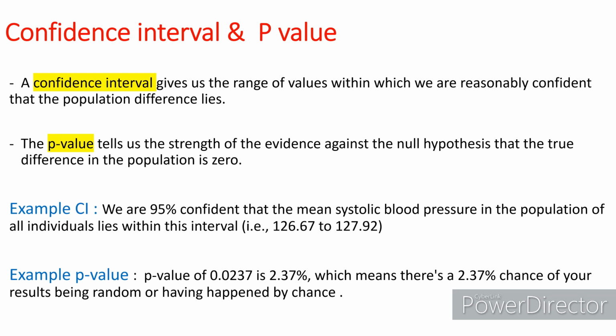So let's understand this with examples. Example of confidence interval: we are 95% confident that the mean systolic blood pressure in the population of all individuals lies within the interval, that is 126.67 to 127.92. You already know how to calculate the confidence interval, right? Using the formula. Similarly, the example of p-value. So you got a p-value of 0.0237 or 2.37%. So what does it mean? It means there is a 2.37% chance of your results being random or having happened by chance. So that is the meaning of p-value.